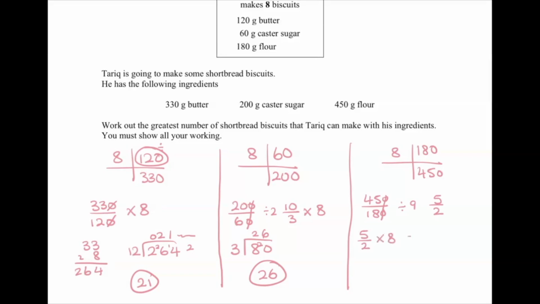So 5 eights are 40. Divide that through by 2 and it's 20. Now that is smaller than the amount I could get from my butter, so this is the greatest amount that I can make. So 20 would go on the dotted line, and I've got all the working as requested. It isn't the only way, but I couldn't find, for me and for the way that my students work, a better way in. So it was a lot of work.